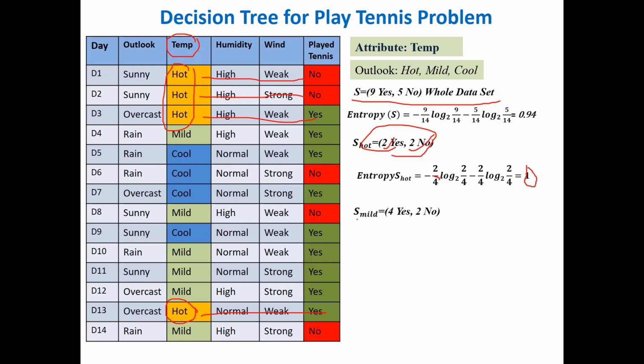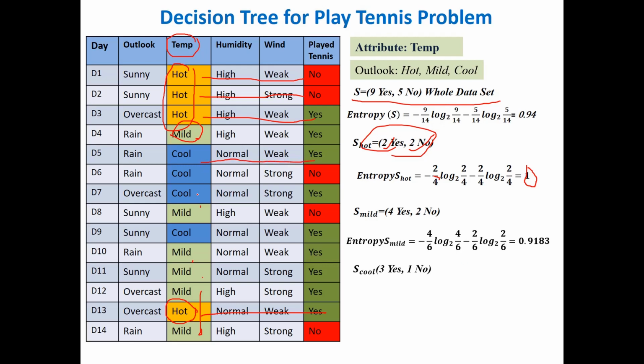Then next we will consider the mild value, and for this mild value there are a total of 6 examples, and out of these 6, 4 are positive and 2 are negative. So the entropy of S mild is minus 4 by 6 log to the base 2 of 4 by 6, minus 2 by 6 log to the base 2 of 2 by 6, which is 0.9183.